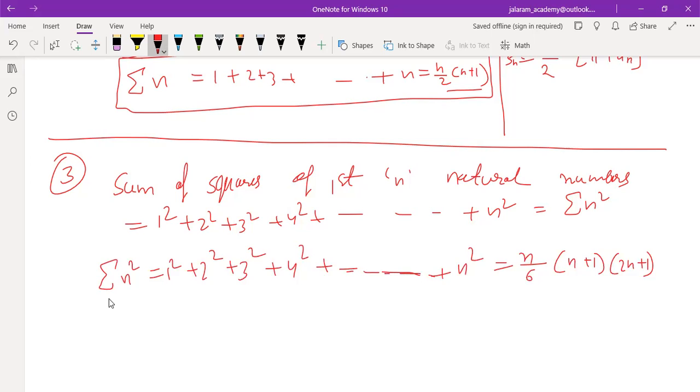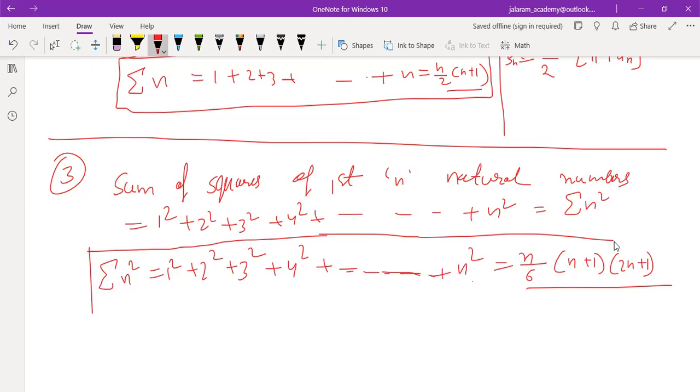Okay, so sigma n square equals 1 square plus 2 square plus 3 square plus 4 square and so on up to n square, which is given by n by 6 into n plus 1 into 2n plus 1. So learn this formula also. This is the formula to find the sum of squares of first n natural numbers. Sum of first n natural numbers is n by 2 into n plus 1. Sum of squares of first n natural numbers is n by 6 into n plus 1 into 2n plus 1.